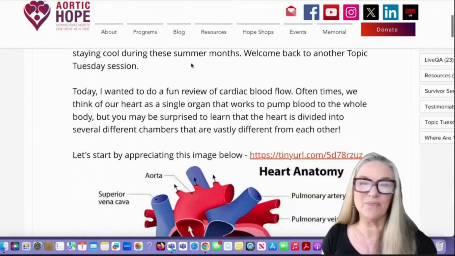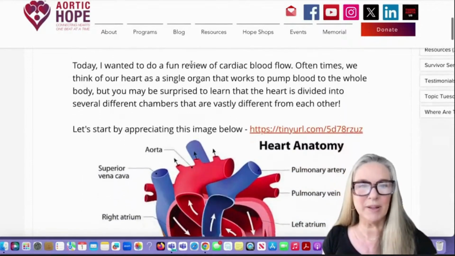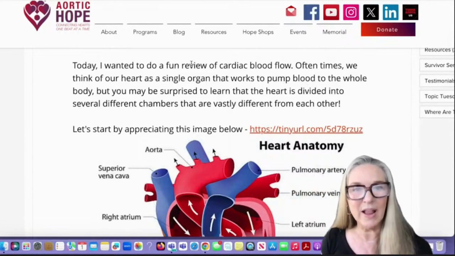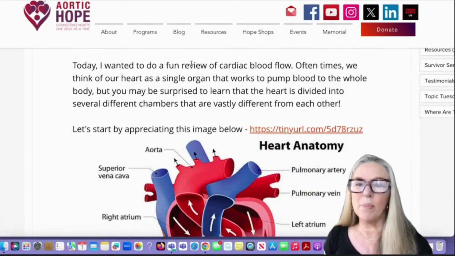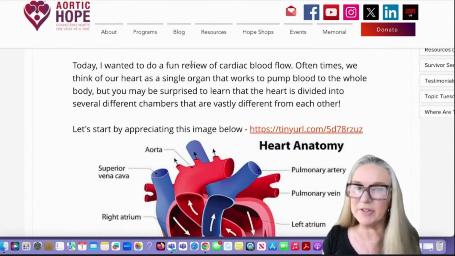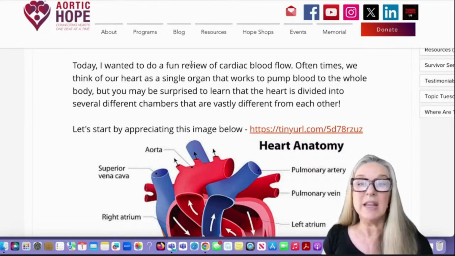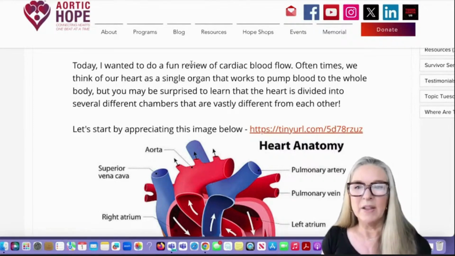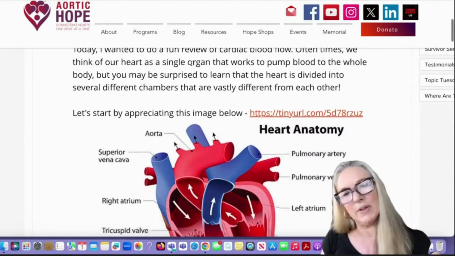Today, I wanted to do a fun review of cardiac blood flow. Oftentimes, we think of a heart as a single organ that works to pump blood to the whole body. But you may be surprised to learn that the heart is divided into several different chambers that are vastly different from one another. So let's start by appreciating this image.